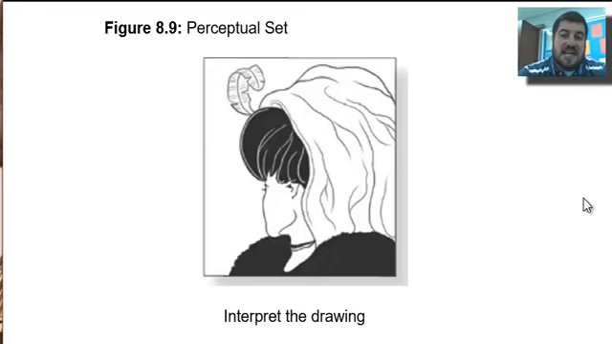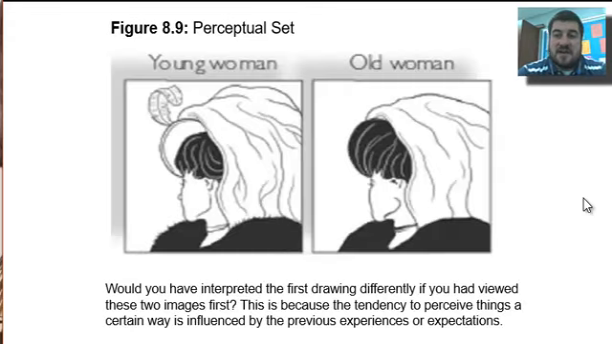Here's a perceptual set. Interpret the drawing. What do you see? Do you see a young lady or an old woman? Here's how you can see the young woman and the old lady. Would you have interpreted the first drawing differently if you had viewed these two images first? This is because the tendency to perceive things a certain way is influenced by previous experiences or expectations.